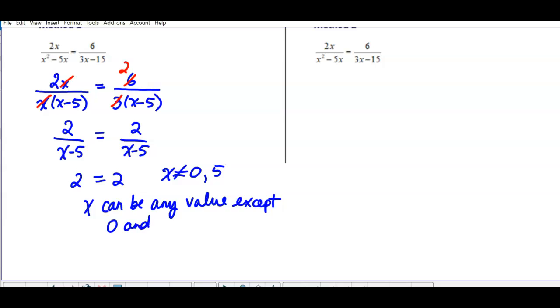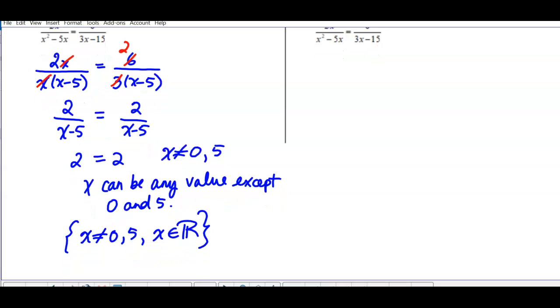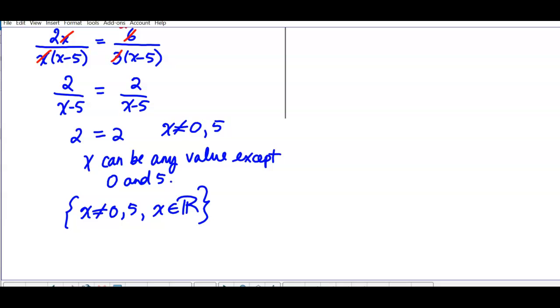So how could you say that rather than using words? Kind of like your domain, except we don't need the x with the bar because it's not representing the function. We can just say x not equal to 0, 5, but x is an element of the set of real numbers. So that would be a way using set notation to show all the solutions. So basically, any value of x, you can put in 3, you can put in 10, you can put 102 in, you put 1.3 in, but you can't put in 0 or 5. Okay?